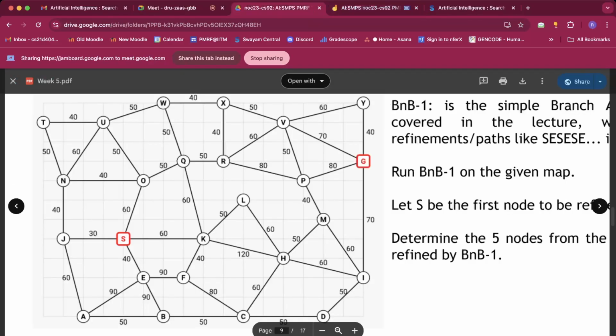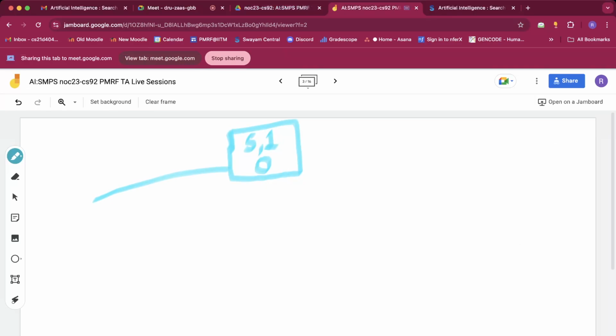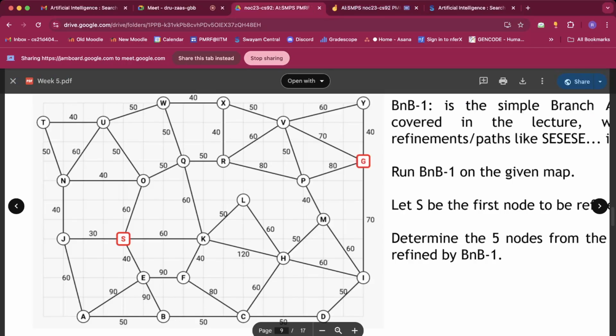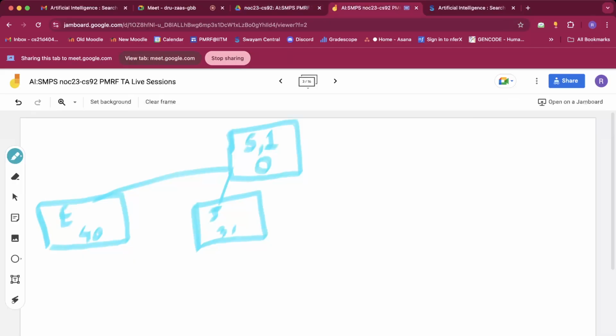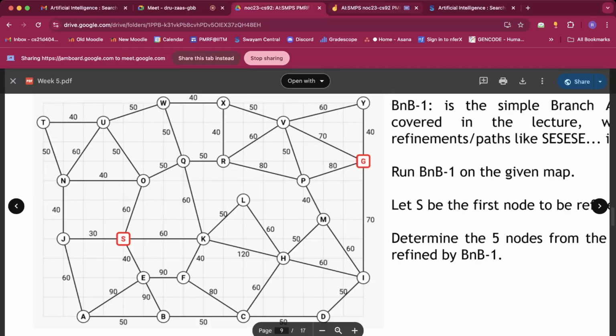Now which are the nodes that we could go to from S? They are E, J, K and O, right? So let's write that down. We have E with cost 40. We have J with cost 30. We have K with cost 60 and O with cost 60.